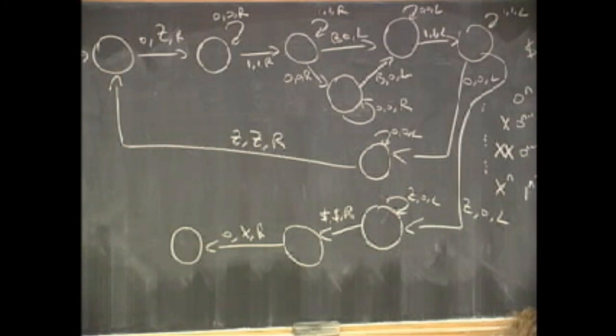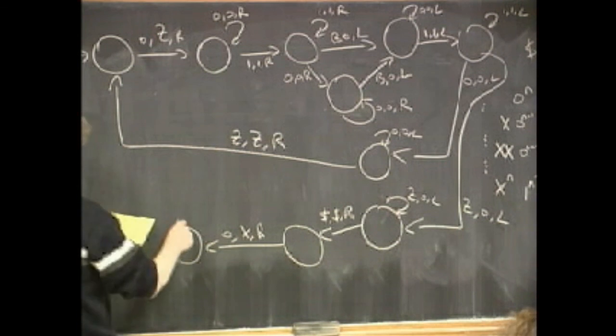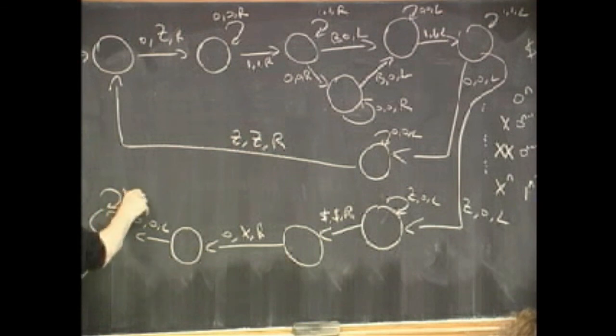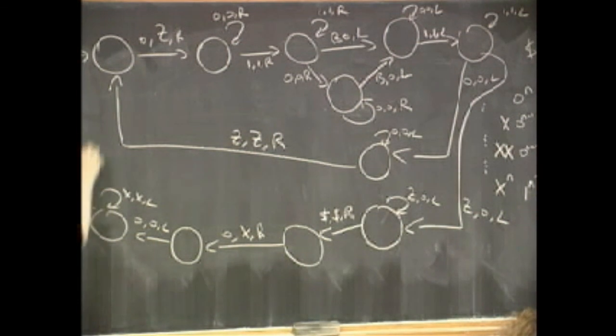Got to go back to the beginning. So, 0, 0, left, X, X, left. Scoop back through all the zeros and X's until you get to the very beginning. And when you hit the dollar sign again, you're ready to go.